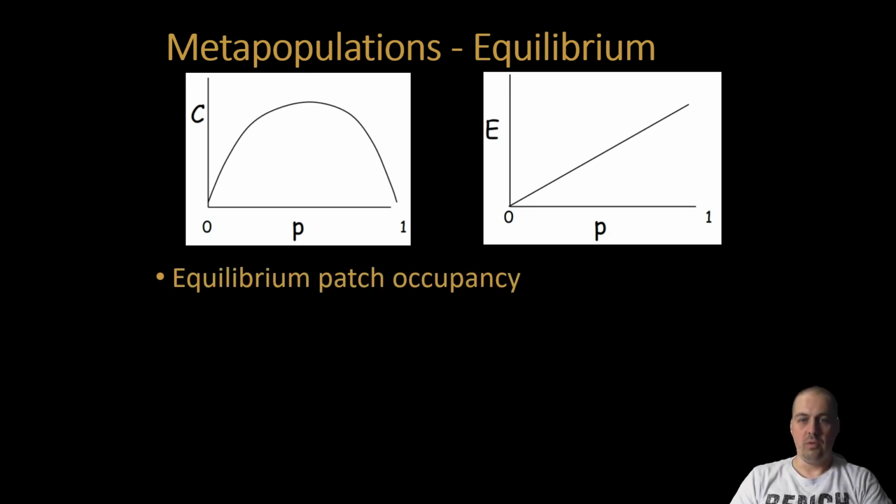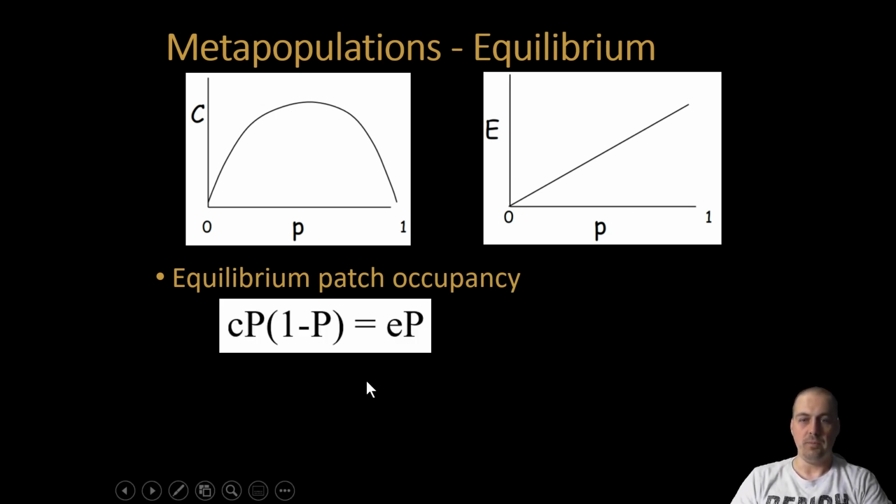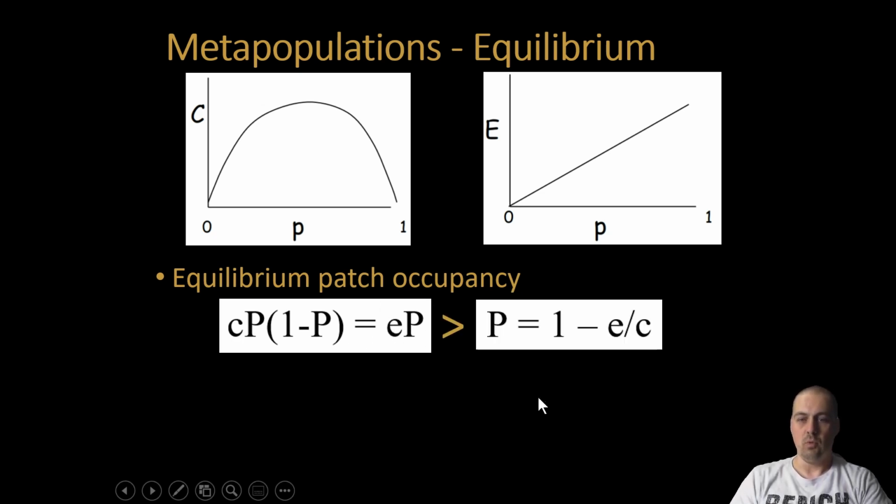So when you combine these two graphs, you get an idea of equilibrium patch occupancy. Where is the sweet spot in between these? Essentially you're going to balance your colonization rate with your extinction rate. And if you work this formula, you end up getting something like this.